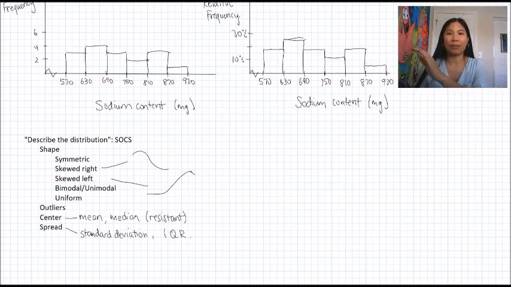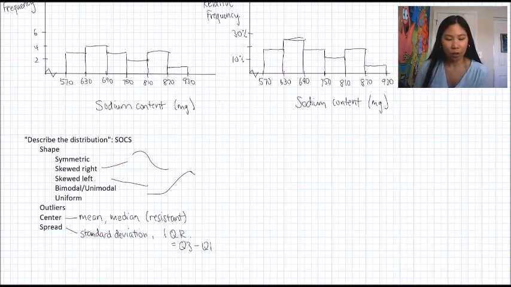If you use median to talk about your center, then you're going to use the IQR. IQR is the interquartile range. The formula for it is just your Q3 minus Q1. And we'll talk about that a little bit more next class too.